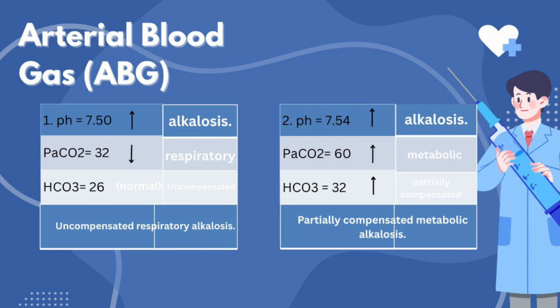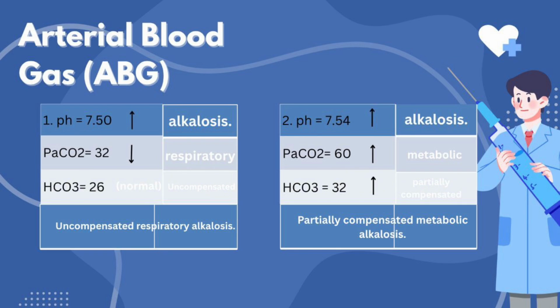Compensation, example number 1. pH value is 7.50. Partial pressure of carbon dioxide is 32 and the bicarbonate is 26. So check the pH. 7.50 is higher than 7.45, which means alkalosis. And the partial pressure of carbon dioxide is low, below 35. pH and partial pressure of carbon dioxide are moving opposite, which means respiratory problem, so respiratory alkalosis.